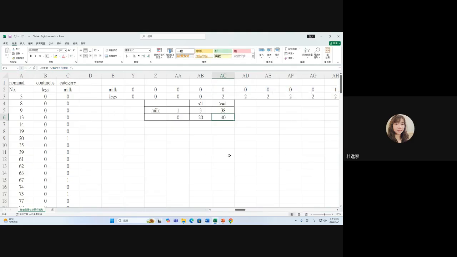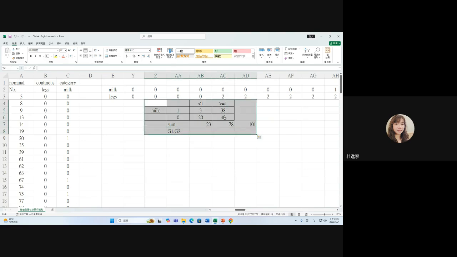Then 我们必须验算, we have to examine whether it's correct. So we use the sum. Here is the sum for these two. And this is the sum of these two. If your answer is correct, it will be 101. 101是正确的。And then we will compute the Gini value here.